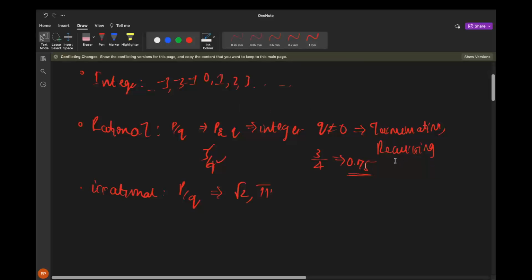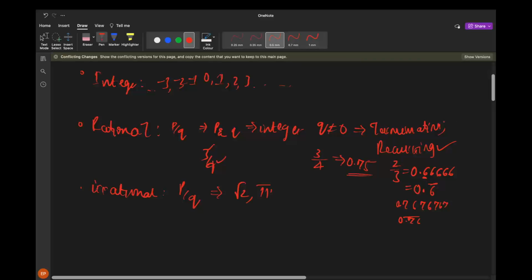Recurring means, suppose take 2 by 3 value. 2 by 3 means 0.66666. Here you can see this pattern is repeating, right? 6 only repeating again and again. So we can write it as 0.6 bar, meaning this pattern is repeating again and again. If it is repeating like 0.76767676, we can write it as 0.76 bar, meaning this pattern is repeating. This is called recurring. Recurring means repeating.